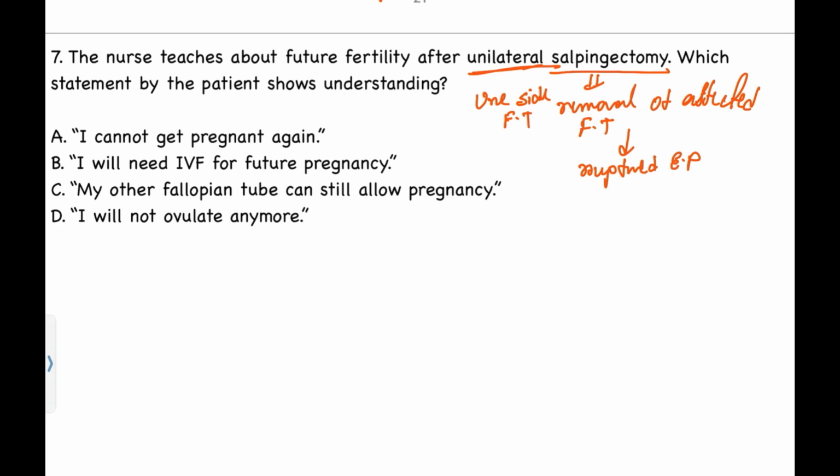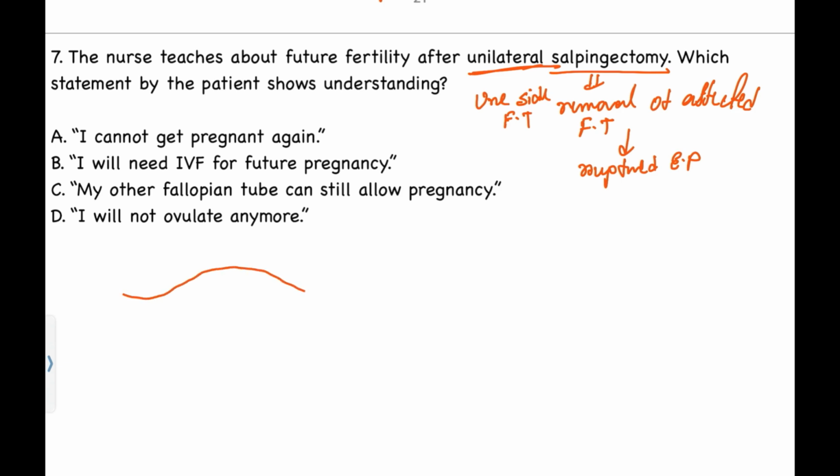After unilateral salpingectomy, you teach about future fertility to the mother. Which statement by the patient shows understanding? Which one statement by the patient clarifies that the mother understands this future fertility concept? Okay, your first option is, I cannot get pregnant again. The mother is saying I cannot get pregnant again.